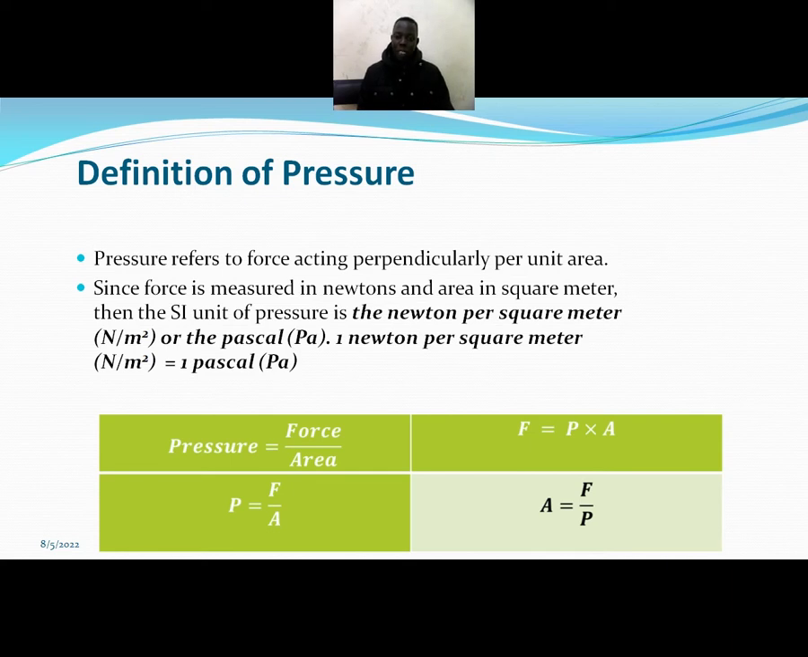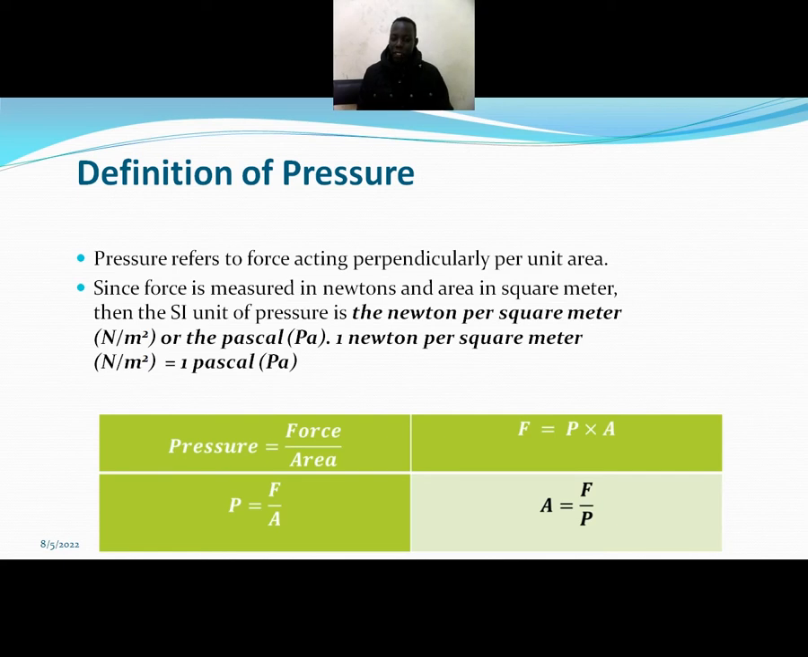Now, because we have used two words there, force and area: force, we know its units, the newtons. Area, we know it's a derived quantity of length. Its unit is meter square. Now, force acting normally per unit area. So for you to get pressure, we can use the definition of pressure to work it out. Force acting normally per unit area. So we take force, we divide it by area, we get pressure. So in short, pressure is given by force over area.